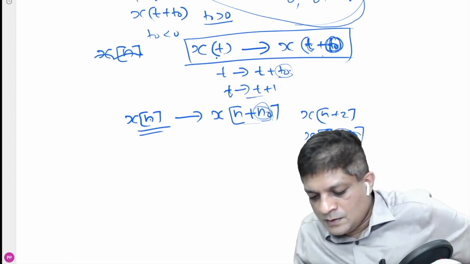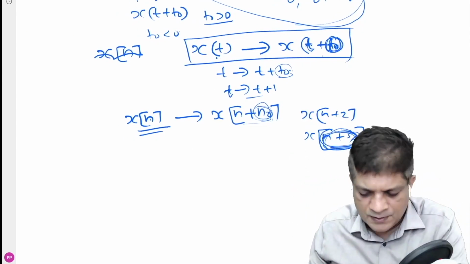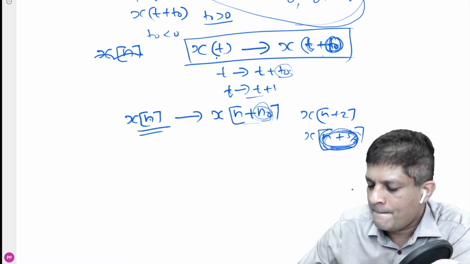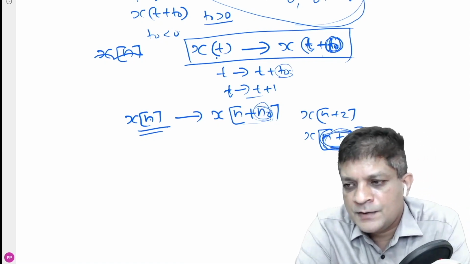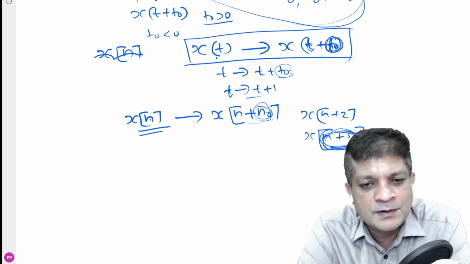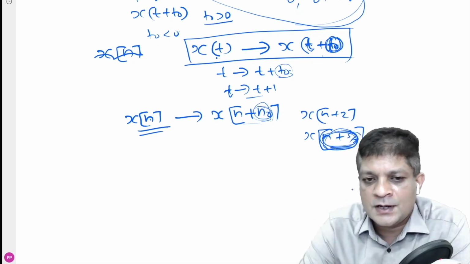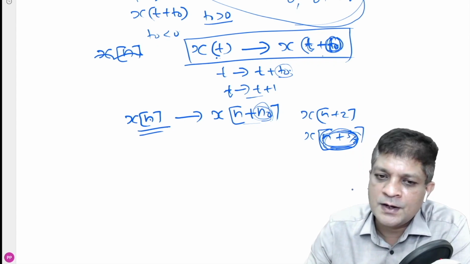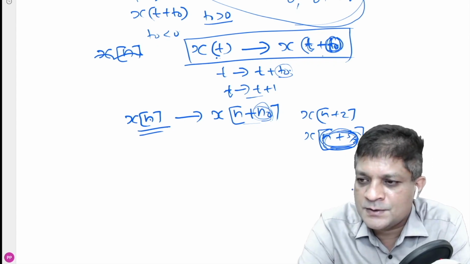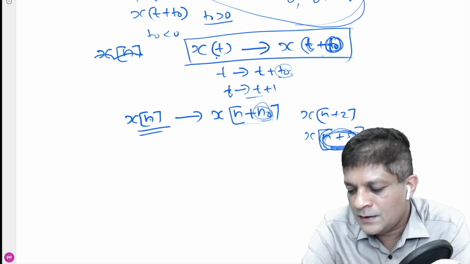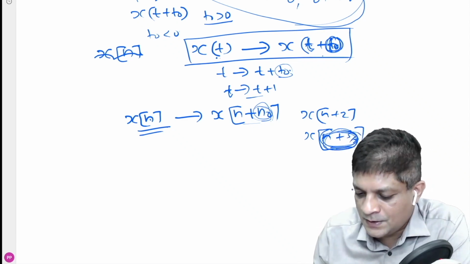Now, this time shifting operation, can you tell me, is it an invertible operation? What is the meaning of invertible operation? You start with a signal, do some time shifting. Can you get back the original signal? That is the invertibility. Is it an invertible operation?